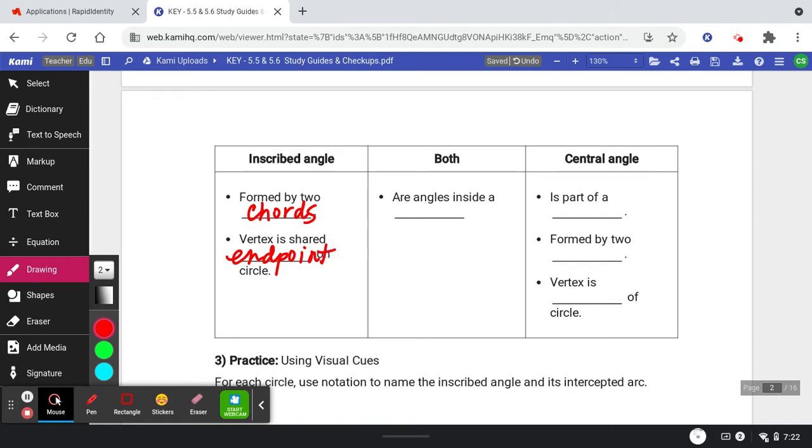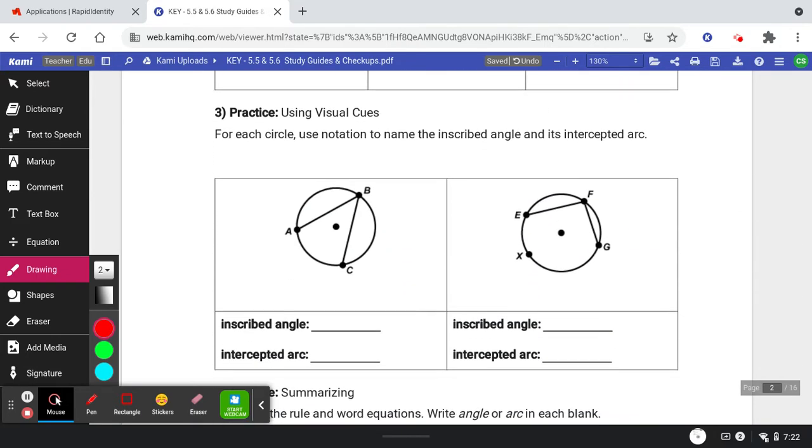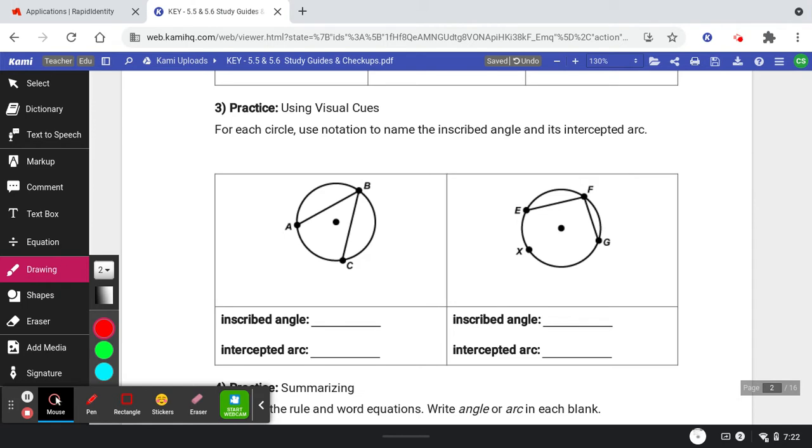But both a central angle and an inscribed angle are inside a circle. What's different from what we learned is that the central angle is formed by two radii, and the vertex is the center of the circle. So looking at these two examples of inscribed angles, notice that they don't touch at the center.